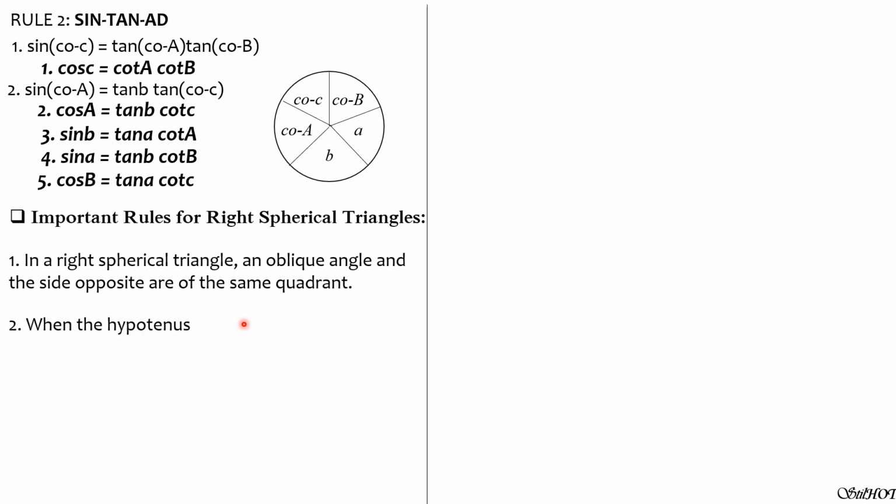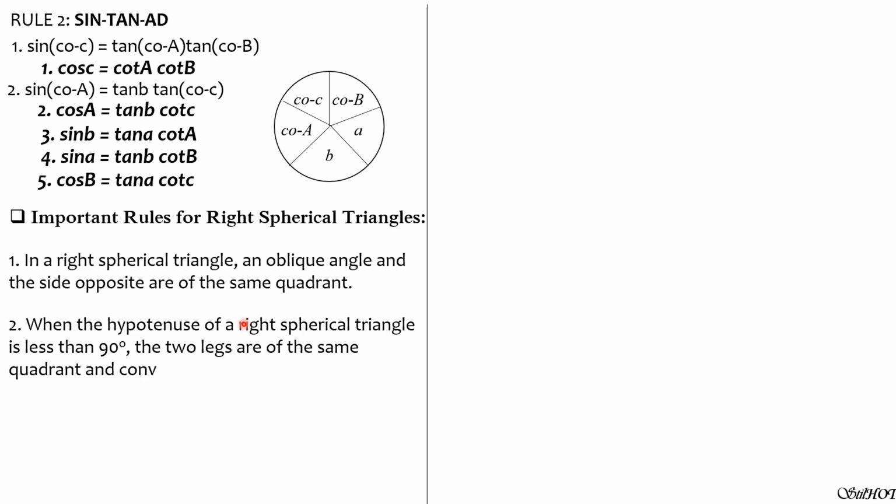When the hypotenuse of a right spherical triangle is less than 90 degrees, the two legs are of the same quadrant, and conversely. So meaning to say, because the hypotenuse is less than 90 degrees, then the two legs would be in the same quadrant, and conversely. So it would be in the first quadrant because the hypotenuse is less than 90 degrees.